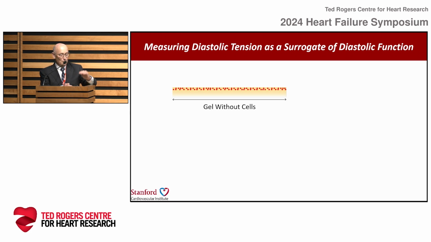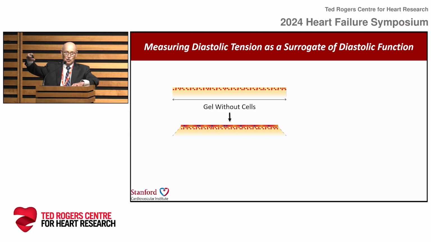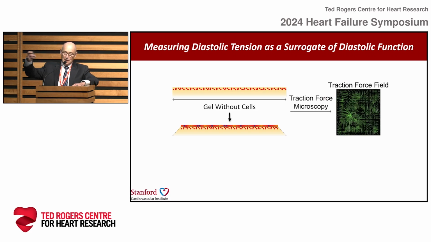So if we put the cells onto a substratum, the substratum has the beads that we're tracking, and those cells will give a baseline level of diastolic tension, and then with contraction, that will contract further. So we can tell the baseline level of tension by comparing the gel with no cells versus the diastolic frame. And that can give you this basal level, this diastolic tension.